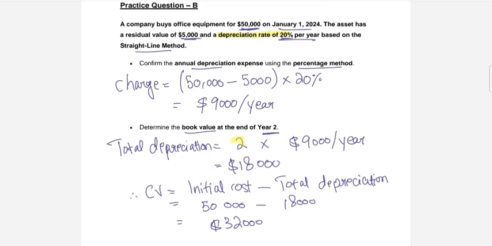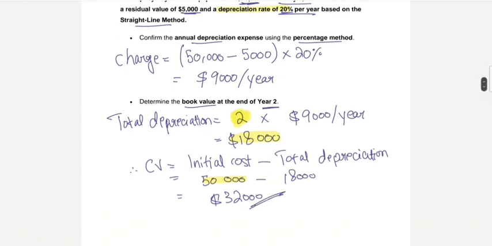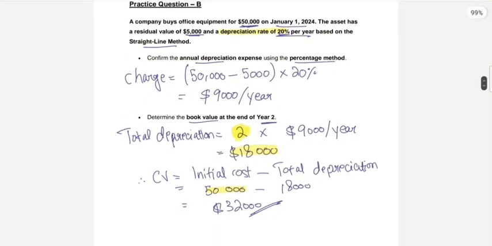All right, so in total we are going to be talking about 2 years, and then we are going to simply deduct the total depreciation of 2 years from the initial cost, which is going to give us finally the cost of the asset under the statement of financial position at the end of year 2. I hope this was clear.